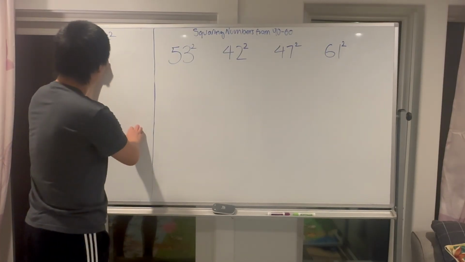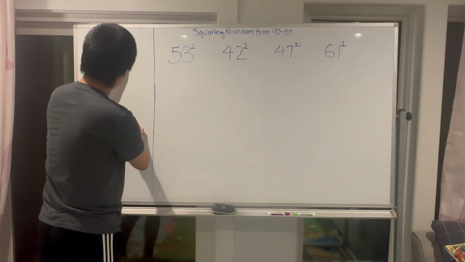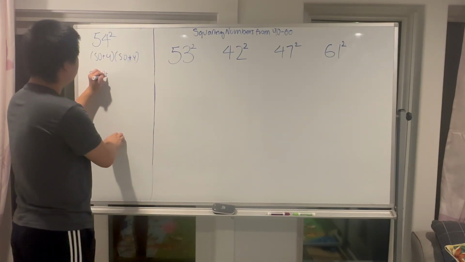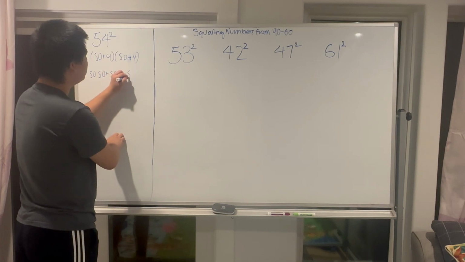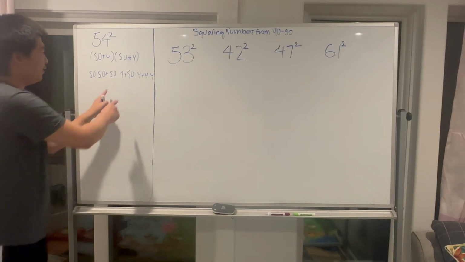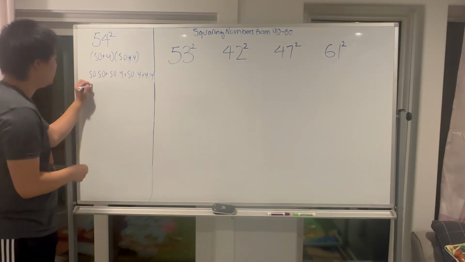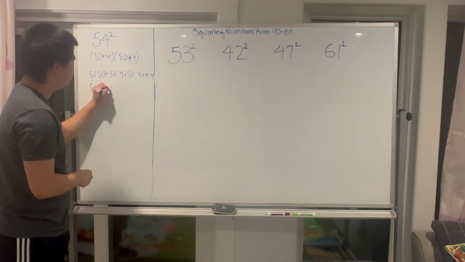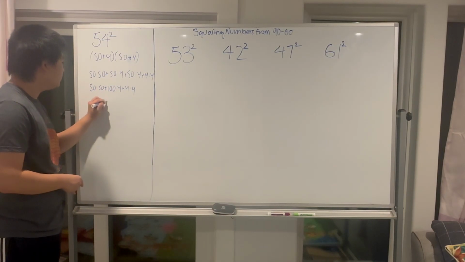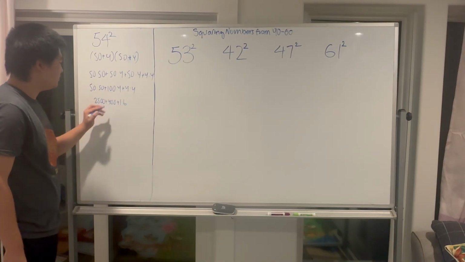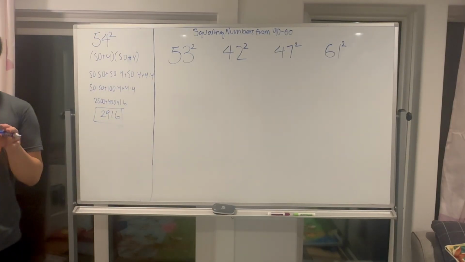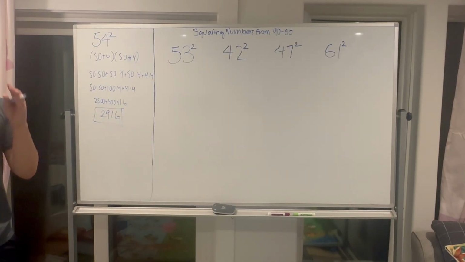So it's going to be 50 plus 4 times 50 plus 4, right? And when we FOIL this out, this gives us 50 times 50 plus 50 times 4 plus 50 times 4 plus 4 times 4. And now let's see, how many 4s do we have? We have 50 plus 50, which is 100 4s. So it's 50 times 50 plus 100 times 4 plus 4 times 4, which is 2500 plus 400 plus 16. This gives us 2916. But of course, in order to discover the trick, we have to look at the answer.